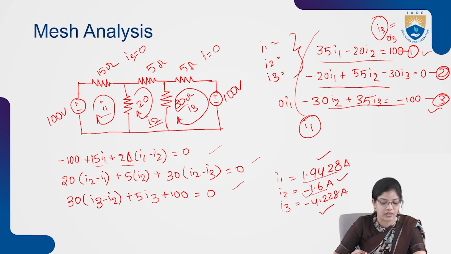this opposite direction. So the I3 current is also in minus, so here also we have to take the current as flowing in the opposite direction. The value of I3 will be taken as 4.228 amperes.